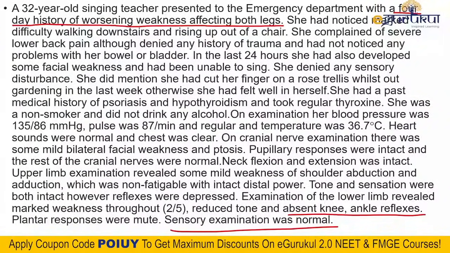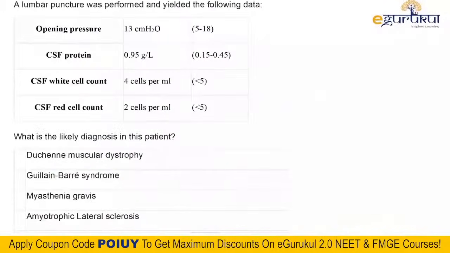And then in the last sentence, you're noticing examination findings. Lower limb marked weakness was there, so it's LMN. Reduced tone is LMN. Marked weakness throughout, reduced tone, absent reflexes, so it's LMN. Plantars will not be working for LMN, and sensory examination was normal. So that's what you saw, first sentence, last sentence. They're giving you CSF findings, but they're giving you this kind of choices. Now look at these choices.